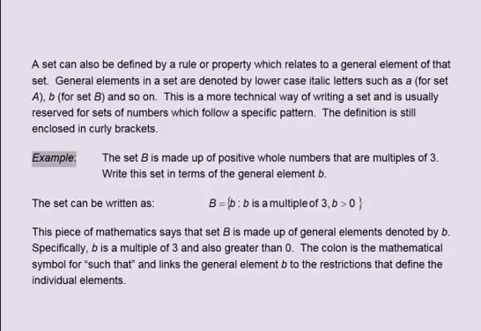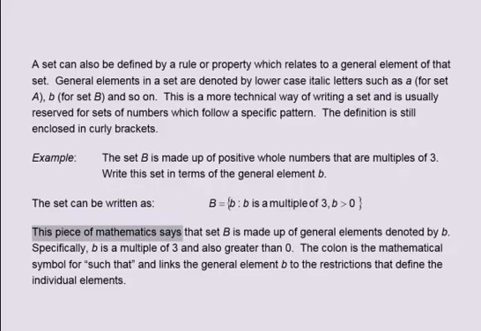Example: the set uppercase B is made up of positive whole numbers that are multiples of 3. Write this set in terms of a general element lowercase b. The set can be written as uppercase B equals open curly bracket lowercase b colon b is a multiple of 3, comma, b greater than 0, close curly bracket.